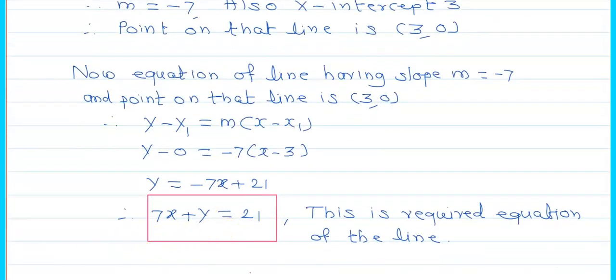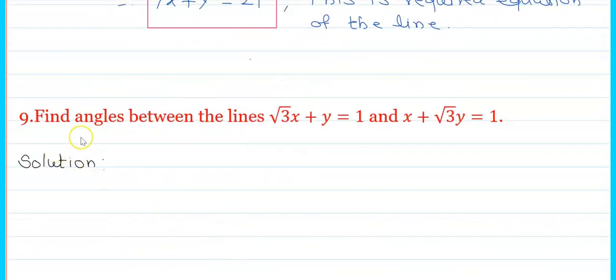Now the next problem. Find the angle between the lines root 3x plus y is equal to 1 and x plus root 3y is equal to 1. Now we'll find out the slope of the lines.